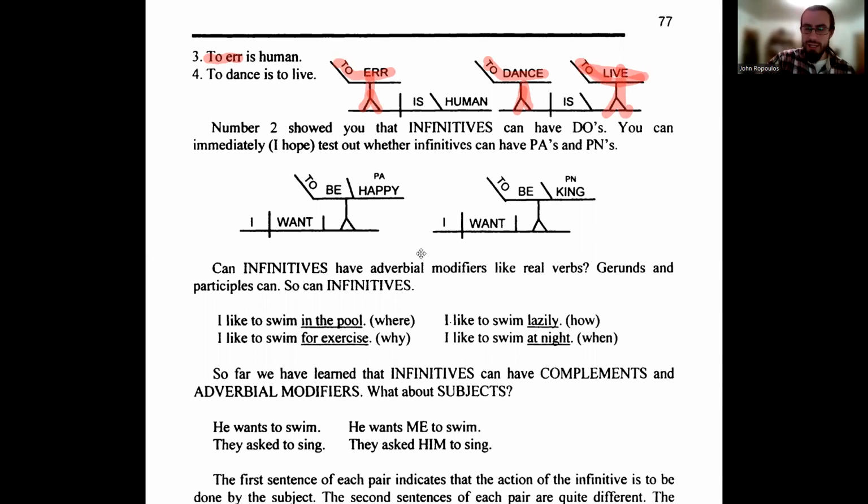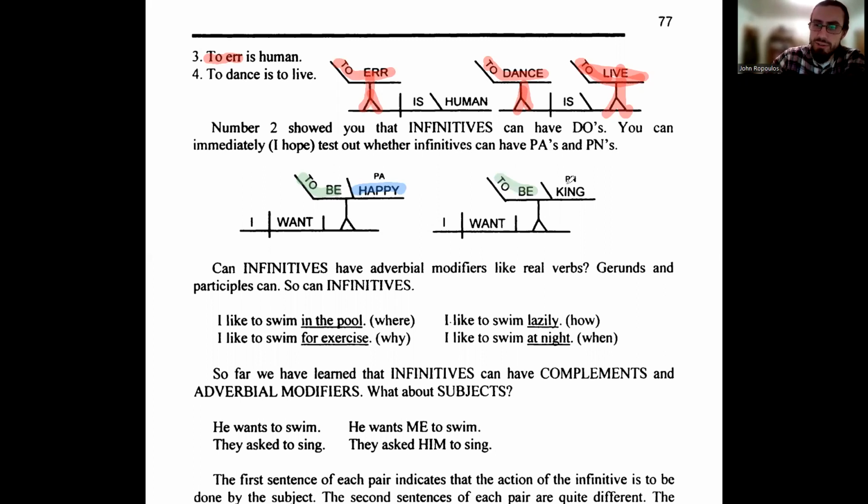Number 2 showed you that infinitives can have direct objects. You can immediately, I hope, test out whether infinitives can have predicate adjectives, predicate nouns. I want, what do you want? We have a direct object, to be, right? So that direct object is to be, which means the infinitive is acting as a noun. What do you want to be? Happy. Happy is our predicate adjective. I want to be king. Don't we all? Life of a king is great.